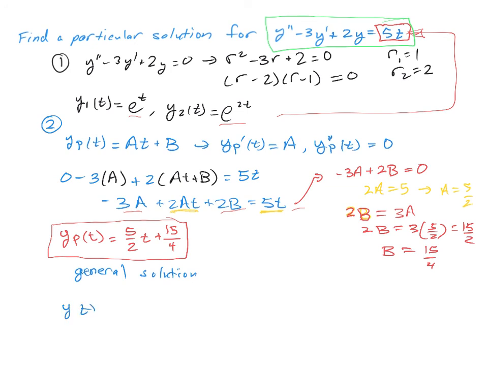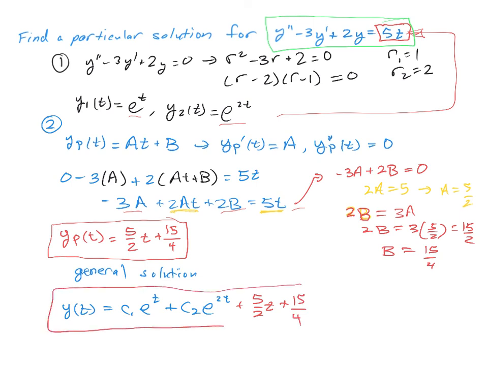So we're going to have our y of t being c1 e to the t plus c2 e to the 2t, and then plus the particular solution of 5 halves t plus 15 fourths. And this is the full general solution of the inhomogeneous differential equation.